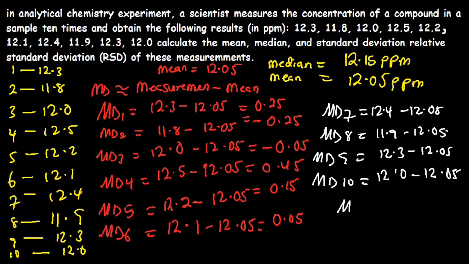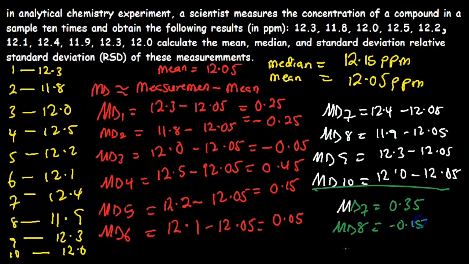Let's use another column for the answers, because there is not enough space to insert them here. For the mean deviation of 7, this is going to be 0.35. For the 8th, it is simply going to be negative 0.15. For the 9th, this is simply going to be 0.25, that is 12.3 minus 12.05. And the mean deviation for the 10th one is simply going to be negative 0.05. And this is it.